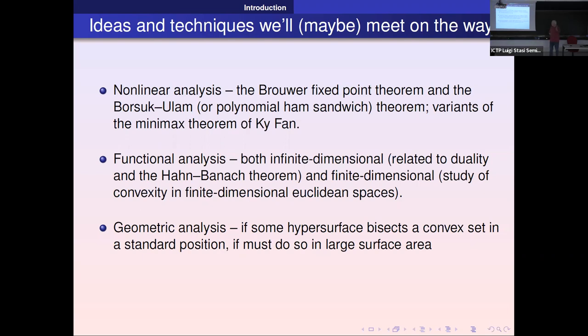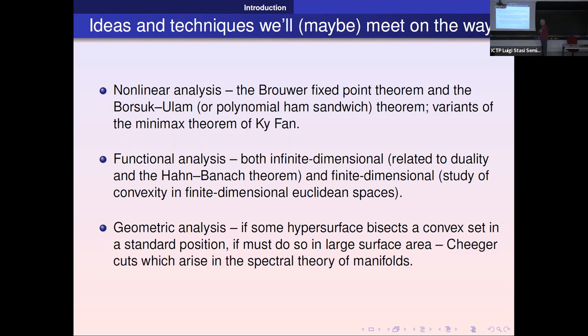If some hypersurface bisects this convex set, so it bisects into two regions of equal volume, then the area in which it does so must be large. And of course, you can have a long sausage and chop it down the middle, and that's not true. So you have to put it into a standard position first. But once you put it in a standard position, then you can expect that bisecting it... So if it looked like a ball, you bisect with the hyperplane, and then obviously the intersection, the disk where it intersects, has large area.